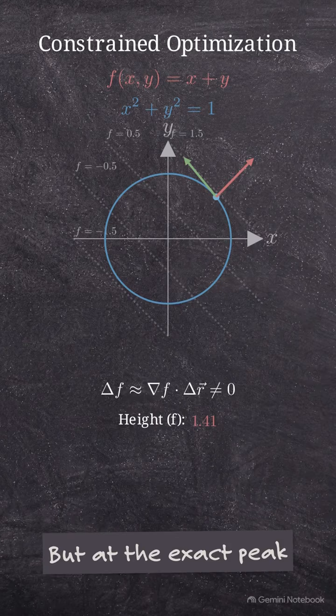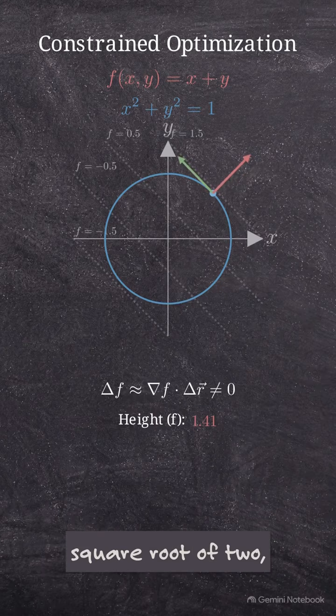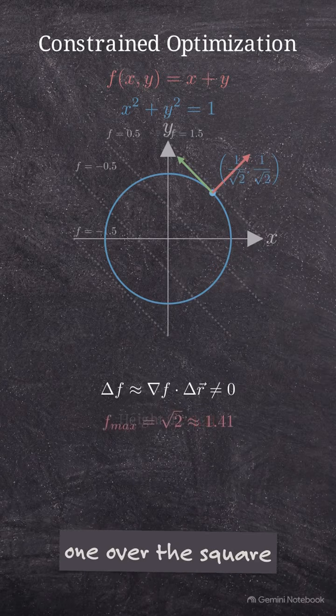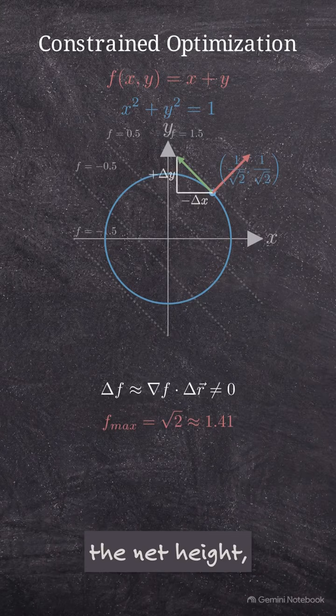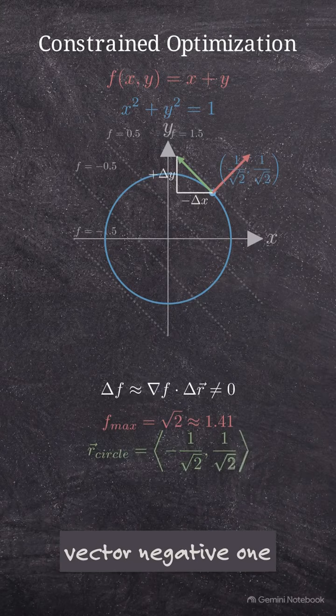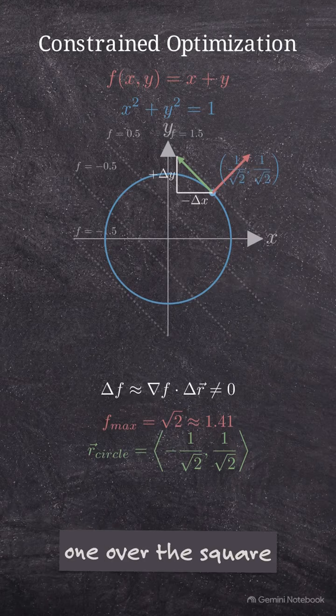But at the exact peak, f max equals the square root of 2, where the point x comma y equals 1 over the square root of 2 comma 1 over the square root of 2, your x component step reduces net height as much as your y component increases the net height. R circle equals the vector negative 1 over the square root of 2 comma 1 over the square root of 2, creating a dot product and net height change delta f of 0.